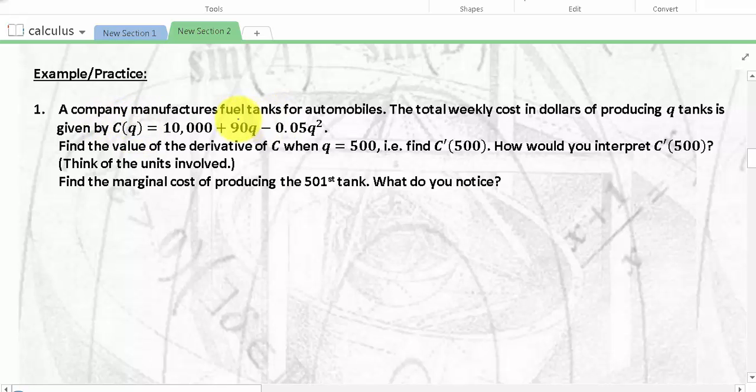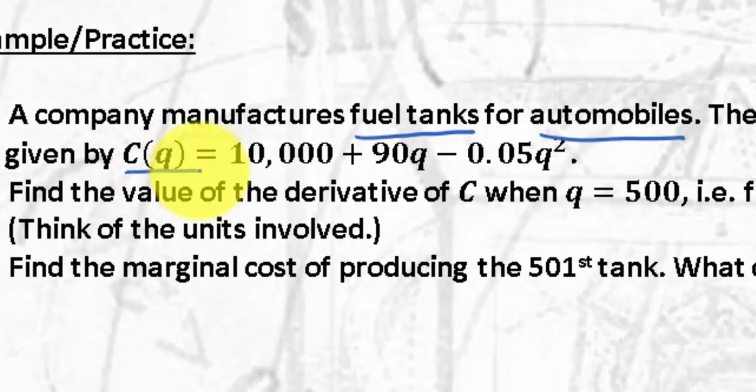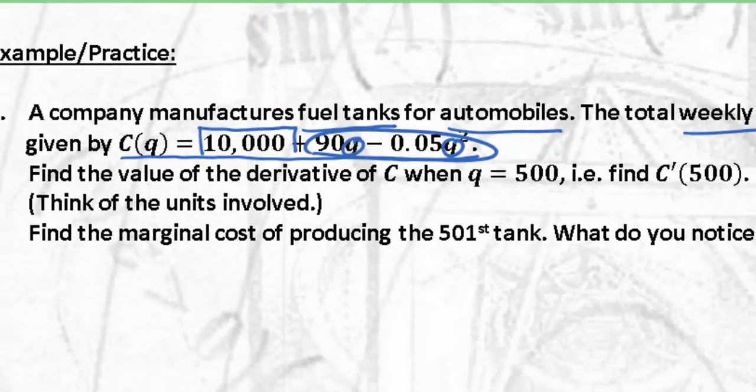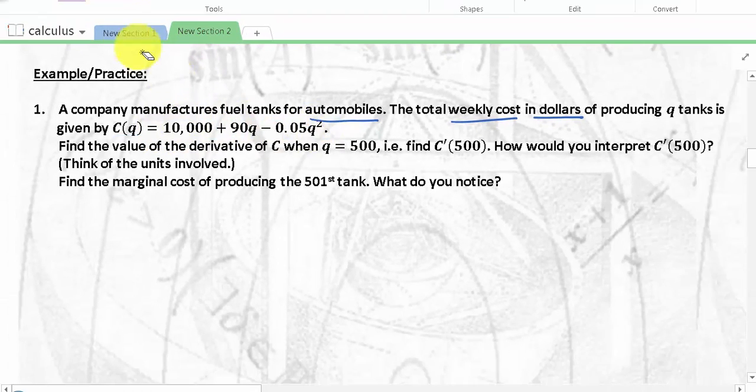You have a company that manufactures fuel tanks for automobiles. The total weekly cost in dollars of producing Q tanks is given by the cost function right here. You see the fixed cost and you see the variable cost, right? Variable because it's got Q. Fixed because it doesn't have any Qs. No matter what Q is, you will always have this 10,000 right there. Find the value of the derivative of C when Q is 500.